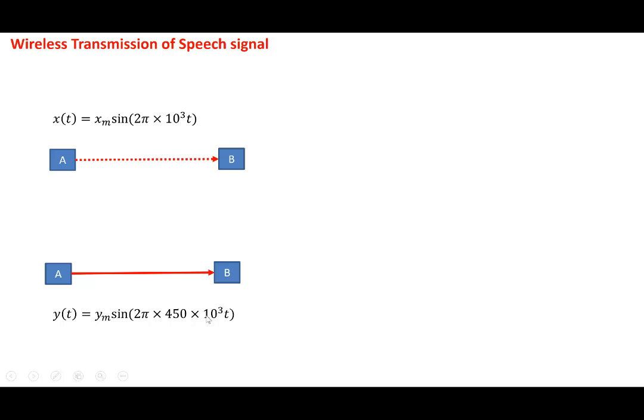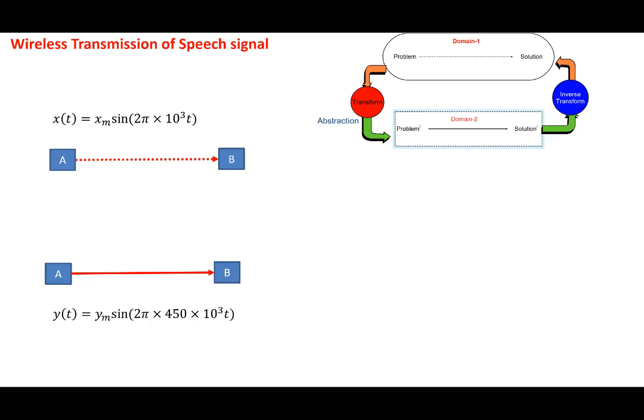So how do we solve this problem? Our interest, of course, is in this low frequency 1 kilohertz speech signal. That's where our general problem solving methodology comes in. We said there is a domain in which it is hard to solve a problem, while in another domain the problem is easier to solve. So we transform the original problem into the other domain, solve it there, and then transform it back. The idea is the same. Why don't we apply this methodology to transmission of speech through wireless means? So how do we do that?